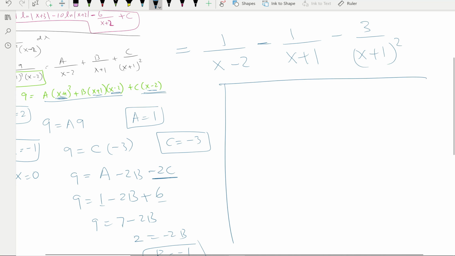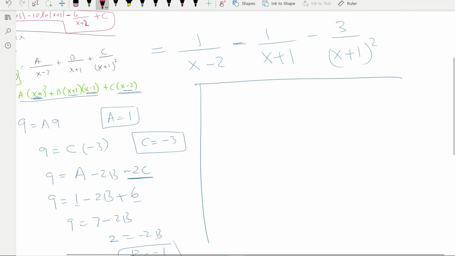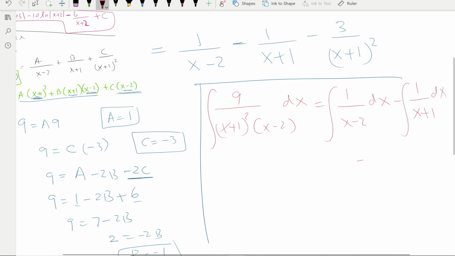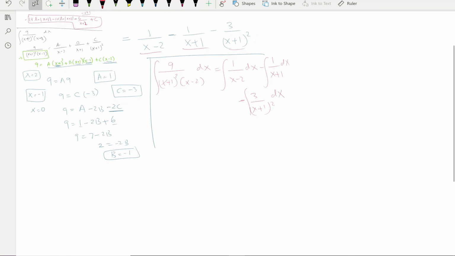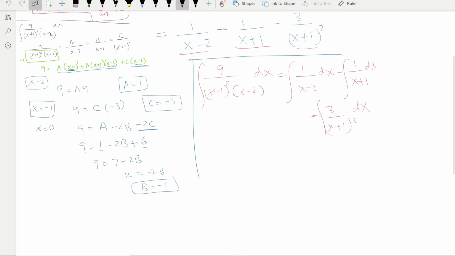I'm trying to find space. Alright, so we want to integrate 9 over (x plus 1) squared times (x minus 2). Integrating this is the same as integrating 1 over x minus 2, minus 1 over x plus 1, minus 3 over (x plus 1) squared, dx. I'm running out of space. We can integrate these three terms separately. Okay, so I found space. Perfect. So what's the integral?